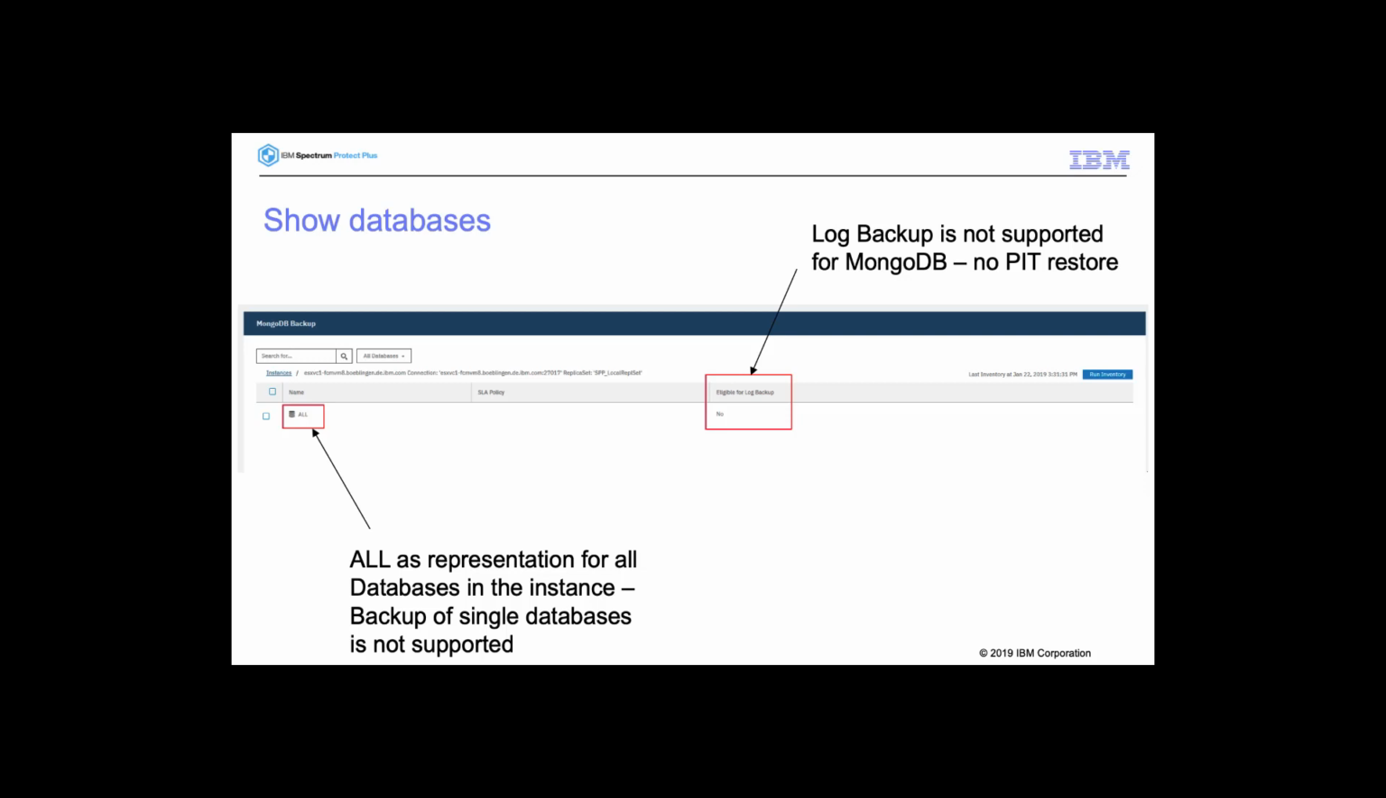Just a note on MongoDBs, we are not going to go down to the single database level in MongoDB for this initial release. So the database granularity, unlike some of our other application modules, doesn't apply. Basically what you will see as a database name is this all. And another note from a log backup perspective, log backup is not going to be supported for MongoDB. So we will not be able to do point in time restore.